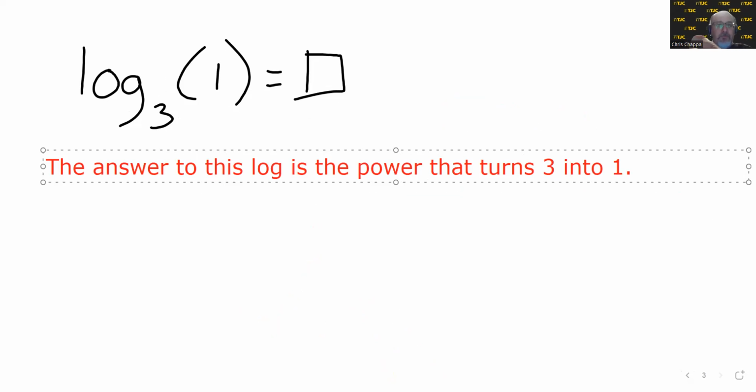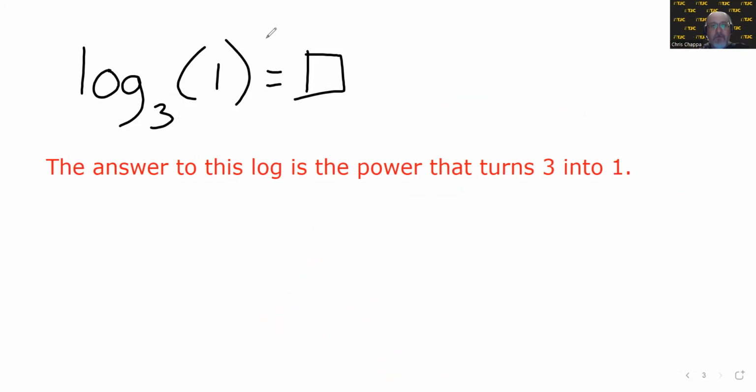Okay, well, what power turns 3 into 1? Now, I can't do this like the previous one because I can't break down the 1 to see how many 3s it's made up of. It's not made up of any. Oh, wait a minute. Anything to the 0 power is 1.